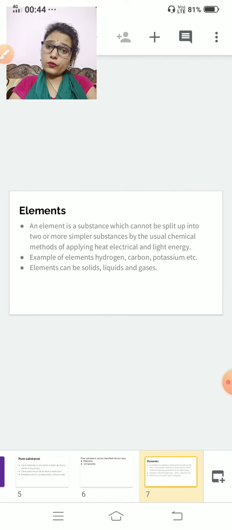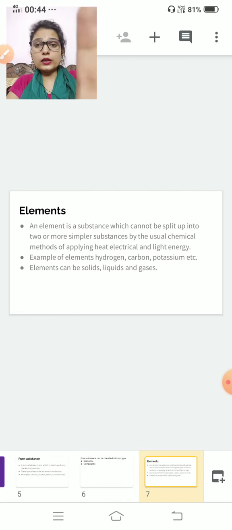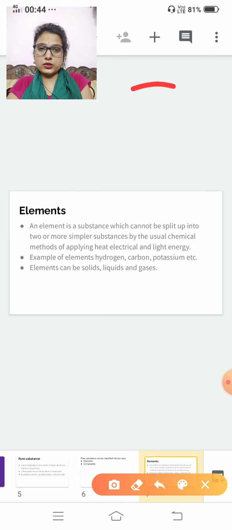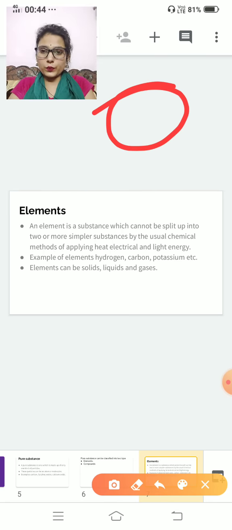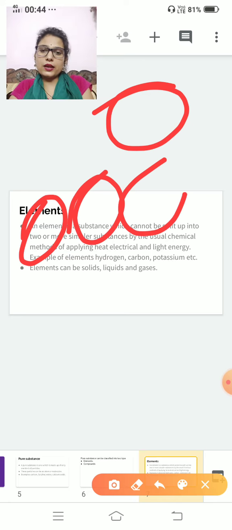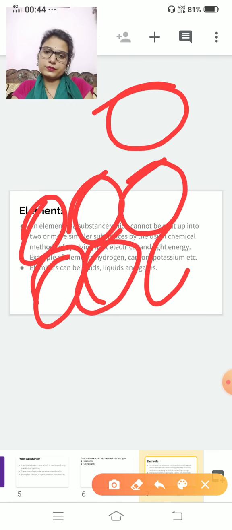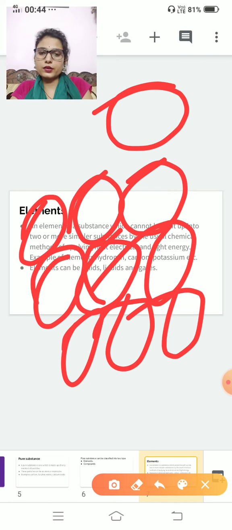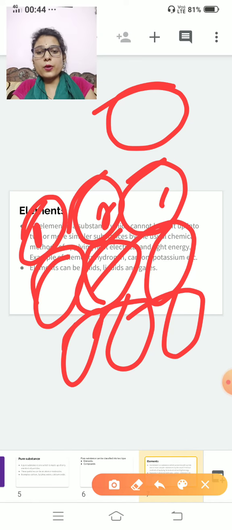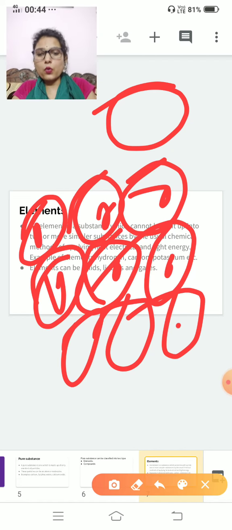I gave you the example of copper. Now in this, we will take the example of oxygen. The symbol of oxygen is O. If we see the diagram, these are all atoms of oxygen. So O, O, O, O, O.